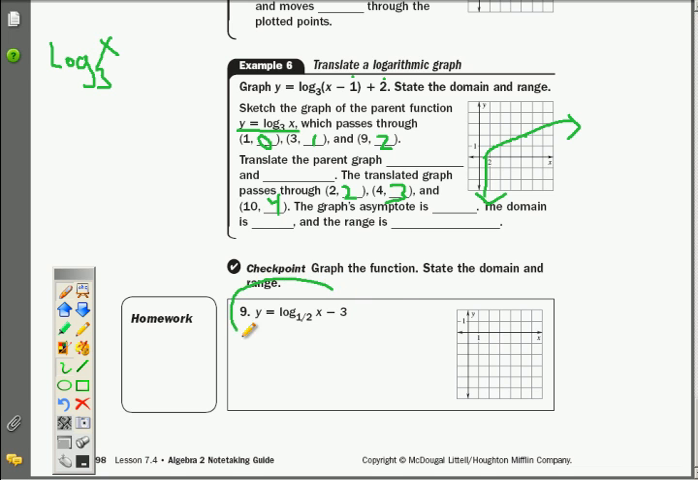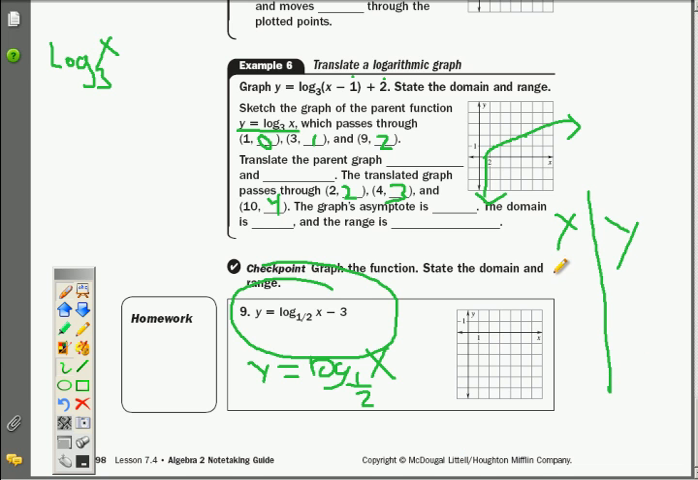And you guys go ahead and do that checkpoint there. I'm going to give you a couple of points that you could have found when you're doing that. So log of 1/2 x minus 1. If you wanted to just translate it, remember you don't have anything inside of the x, so it's only going to move down 3 from the original. So if you just graph y equals log of 1/2 x, and you plot some points, and then you're just going to move them all down 3.